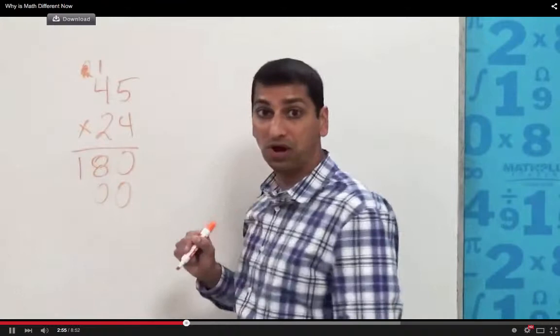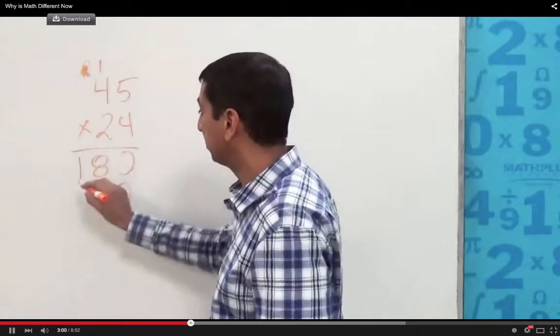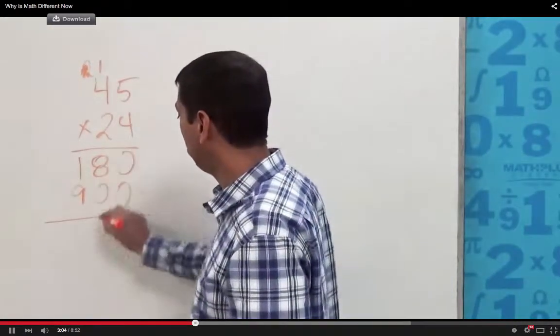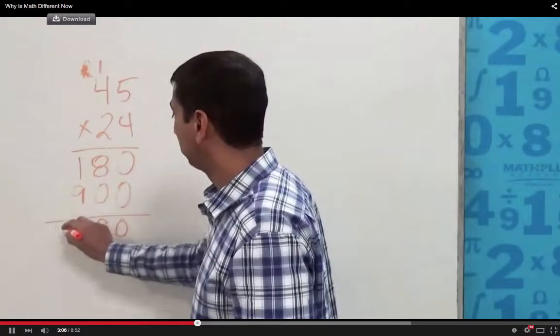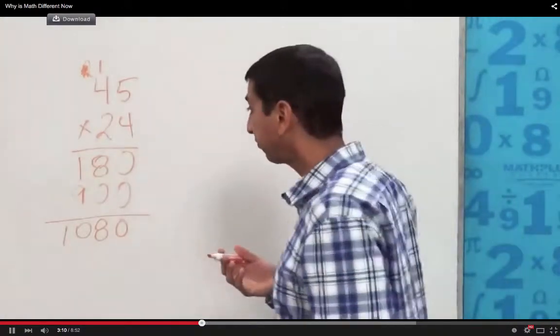We carry a 1. And then 2 times 4 is 8. We have to add in that 1, which is 9. And then we add these all together, 0 and 0, 0. There's an 8, and here's 10. And it's 1,080. Hopefully that's right.